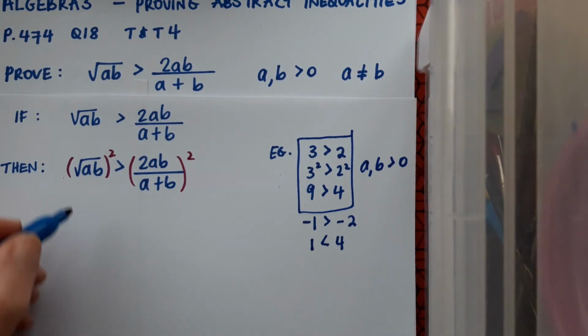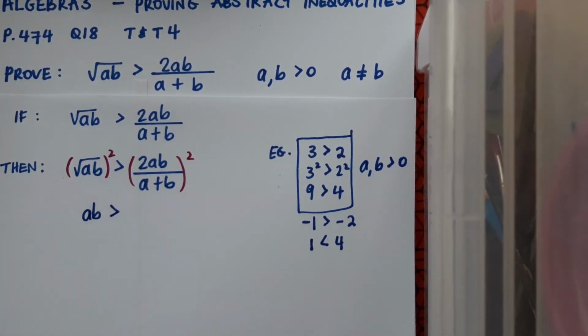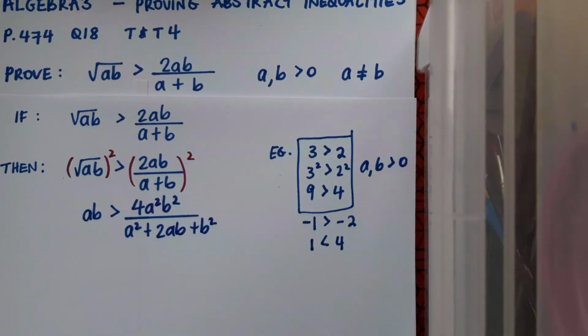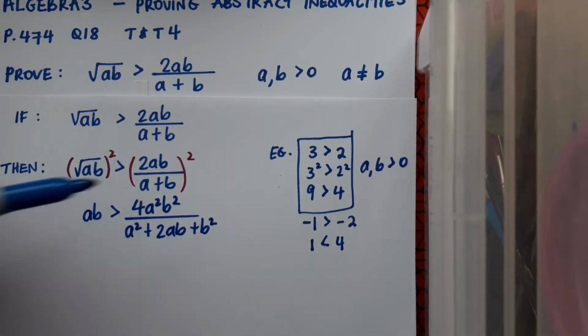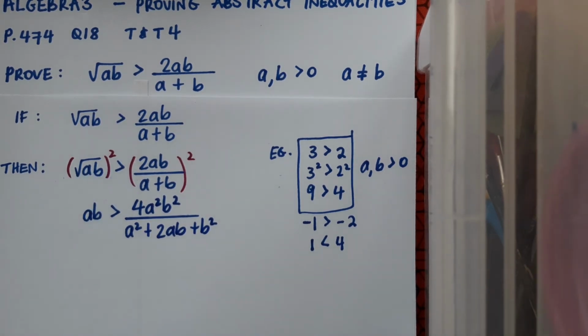So I'm squaring both sides, squaring the left, I'm getting AB. And then squaring on the right-hand side, I'm getting 4A squared B squared over A squared plus 2AB plus B squared, and just take care there with that multiplication of squaring at the bottom, okay? So I'm going to try and get rid of the fractions in this, and I'll probably bring my denominator here from the right-hand side up and multiply on the left.